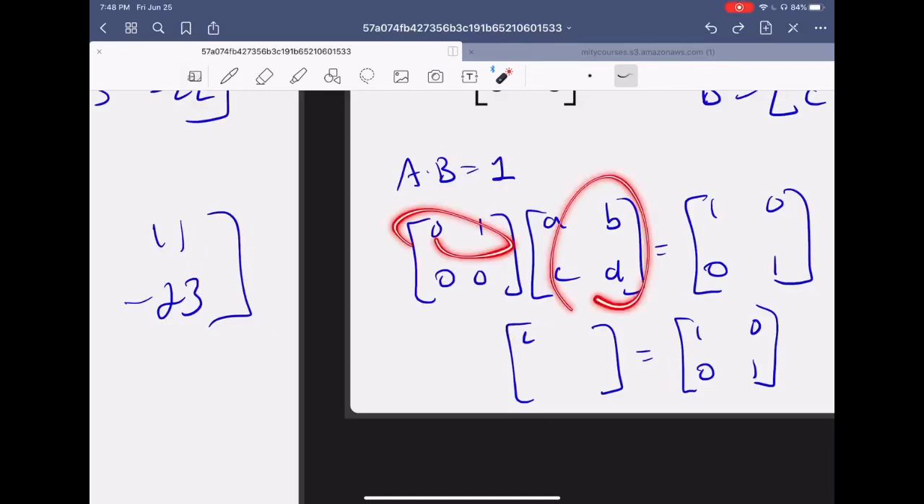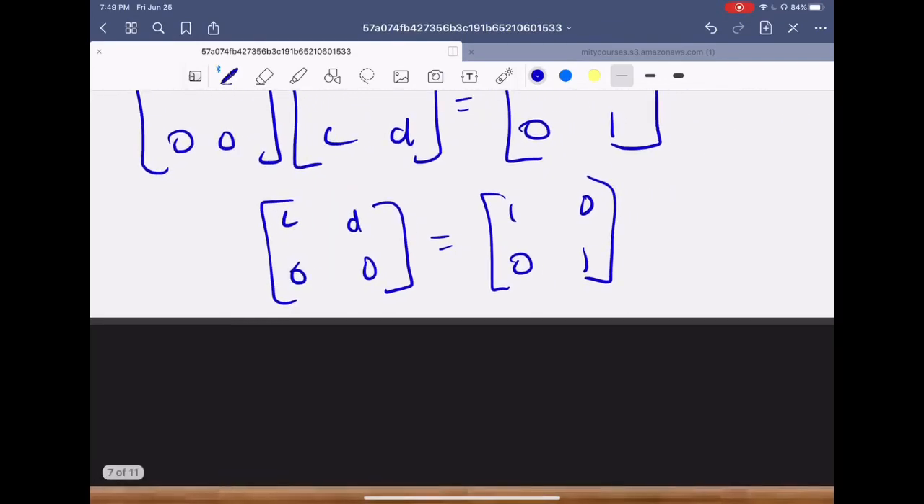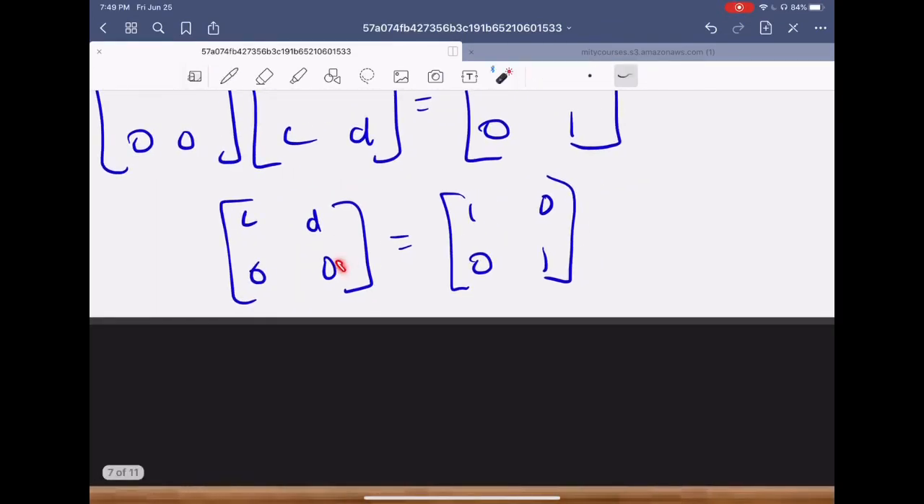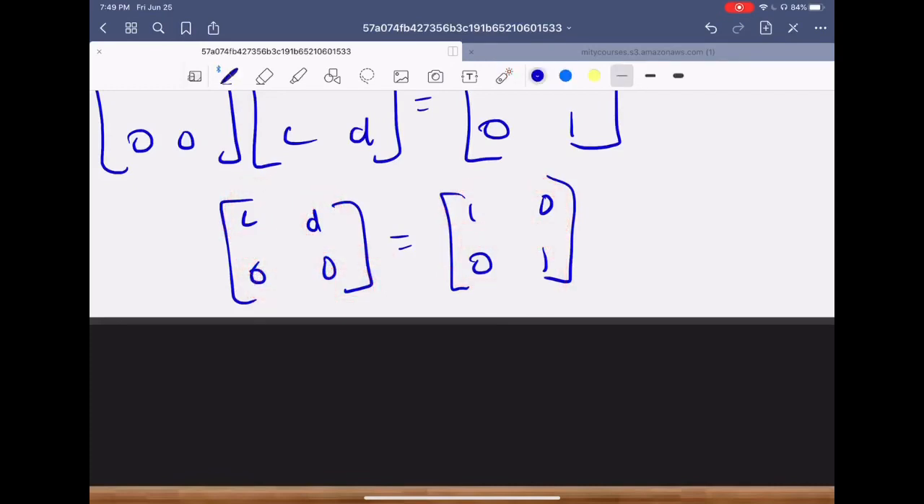I'm thinking this times that. So I'm thinking 0 B's and 1 D. So that would be a D. And then on the bottom, that gives me 0, and that gives me 0. So that tells me that now if these two matrices are the same, that has to be the same as that, that has to be the same as that, that has to be the same as that, and that has to be the same as that. That means that C must be equal to 1, D must be equal to 0, 0 must be equal to 0, and 0 must be equal to 1.